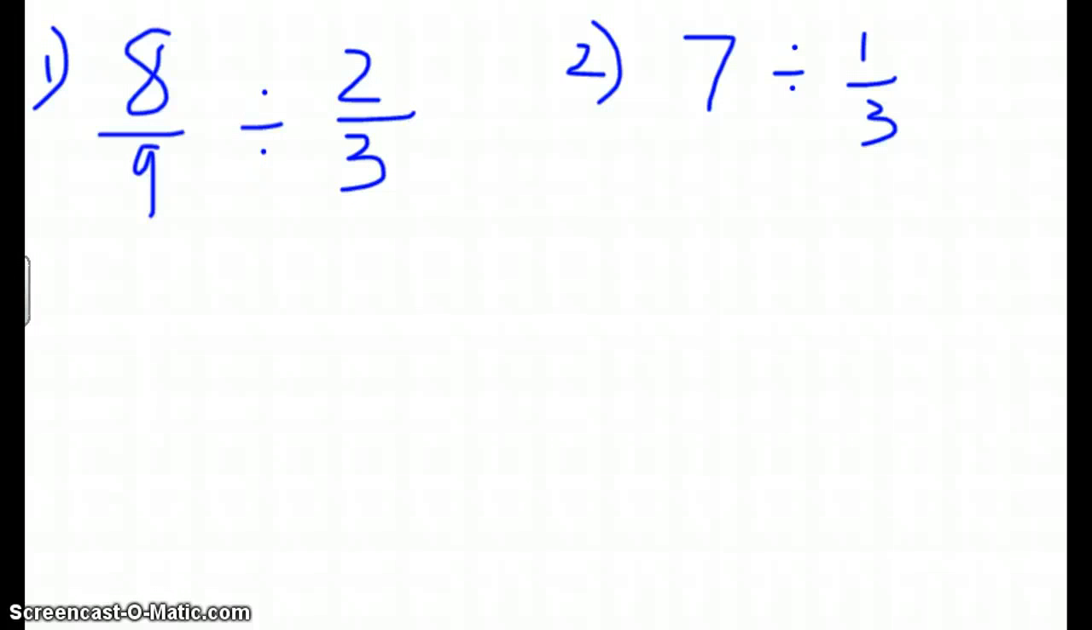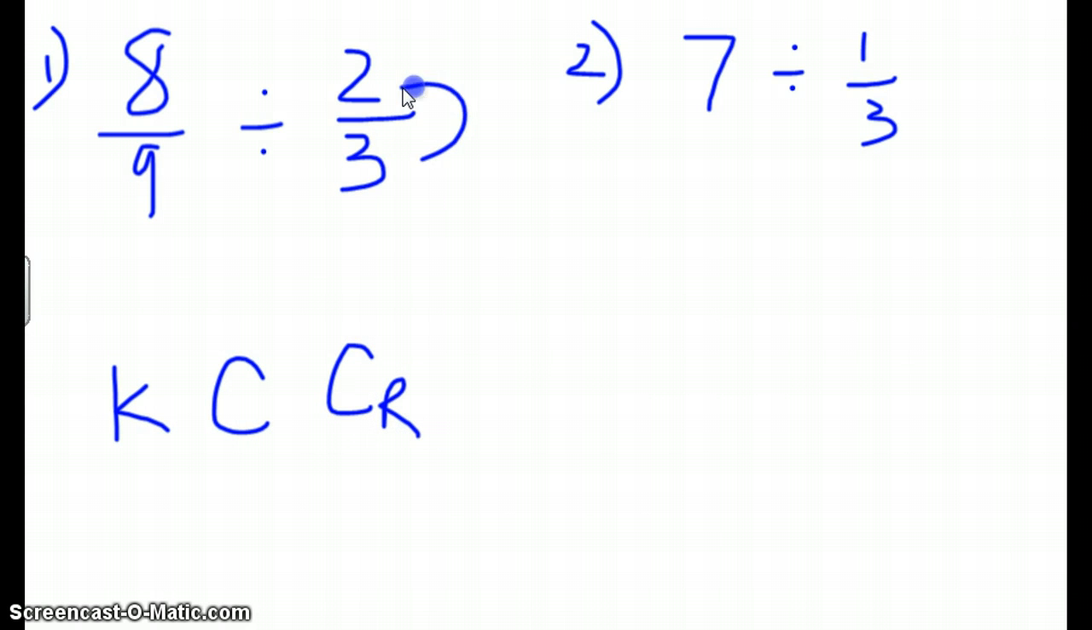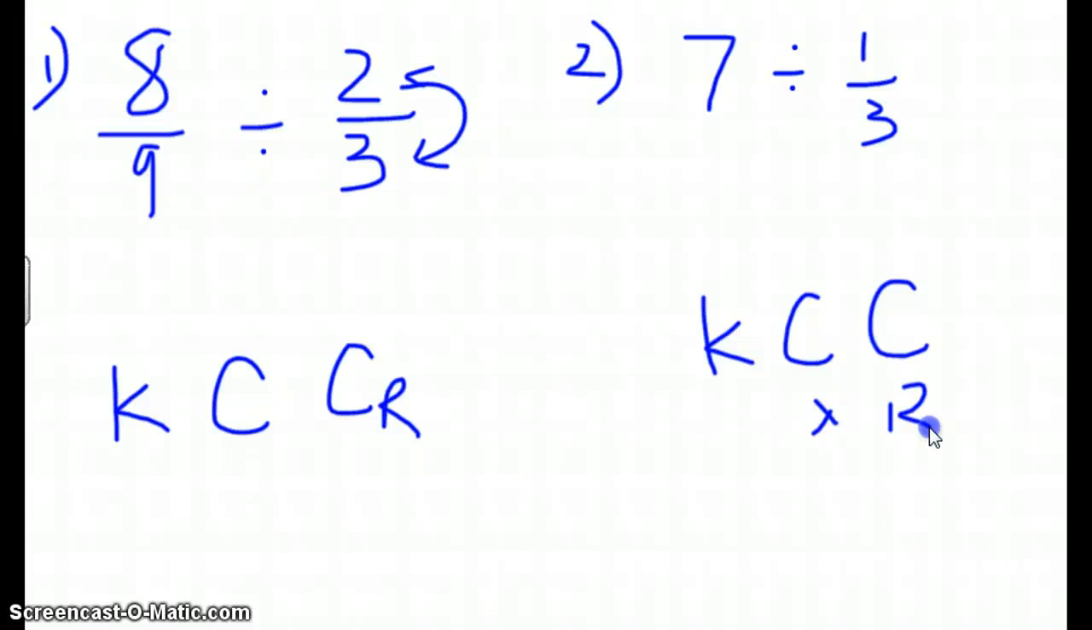Try these two problems on your paper. Remember that you need to keep the first number the same, change the sign, and change this to its reciprocal. That means you're going to flip these. Do the same thing for this one. You're going to turn this into a multiplication sign, and you are going to change this into its reciprocal. Then you just have multiplication problems, which is what we've been doing this whole week. And you should be able to cross cancel if possible and then solve. Make sure your answer is in simplest form.